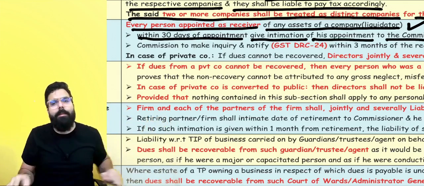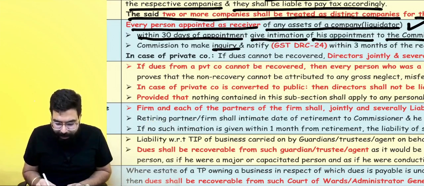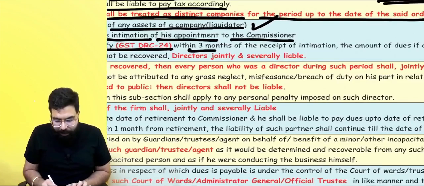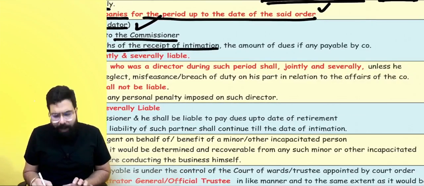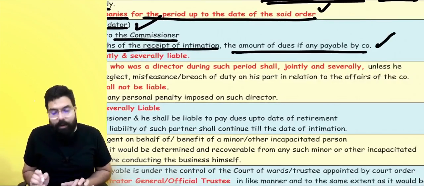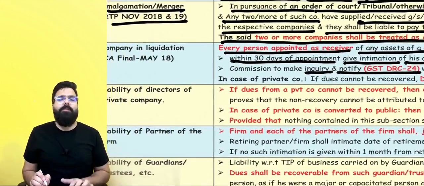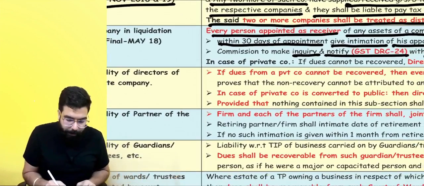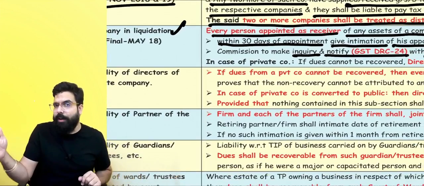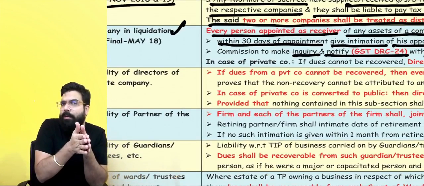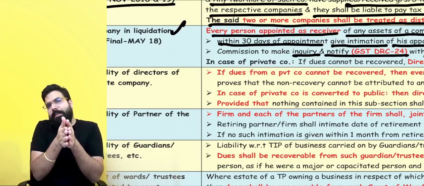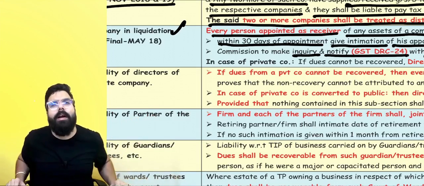The commissioner within the next 3 months will make inquiry and notify in GST DRC-24, within 3 months of the receipt of intimation, the amount of dues payable by the company. Now the liquidator will go ahead and make the payment. So for a company in liquidation, always remember, the liquidator is liable. Within 30 days of his appointment, he should inform the commissioner that he is appointed, and within the next 3 months the commissioner will tell him what is the amount to be paid.